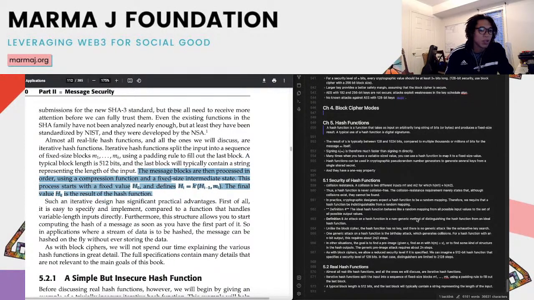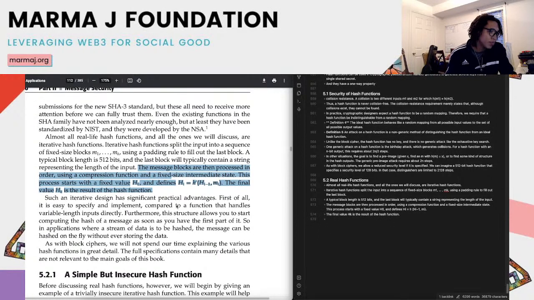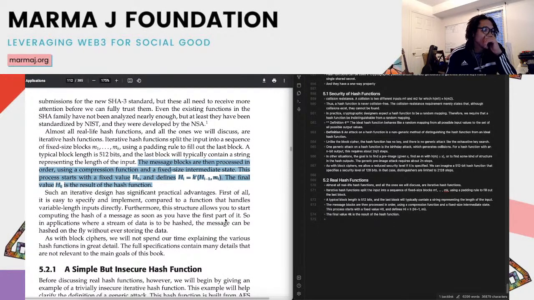Such an iterative design has significant practical advantages. First of all, it is easy to specify and implement compared to a function that handles variable length inputs directly. Furthermore, this structure allows you to start computing the hash of a message as soon as you have the first part of it. So in applications where a string of data is to be hashed, the message can be hashed on the fly without ever storing the data.